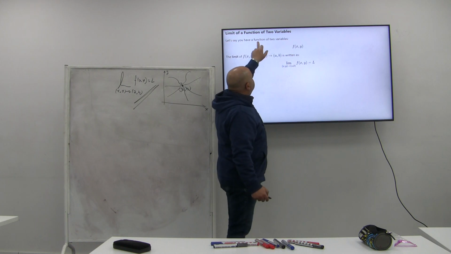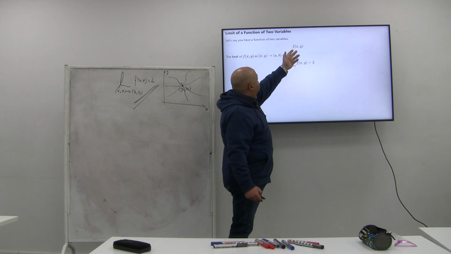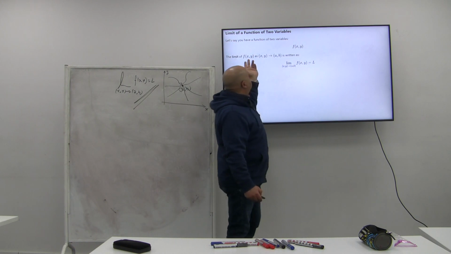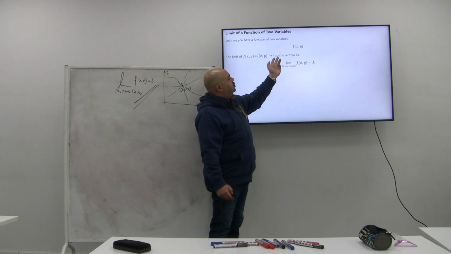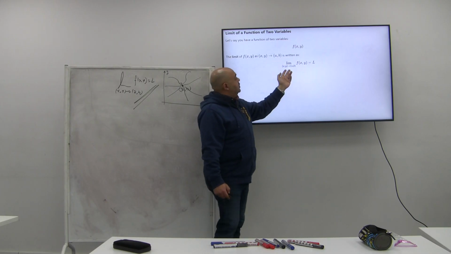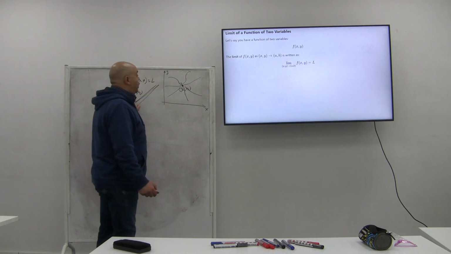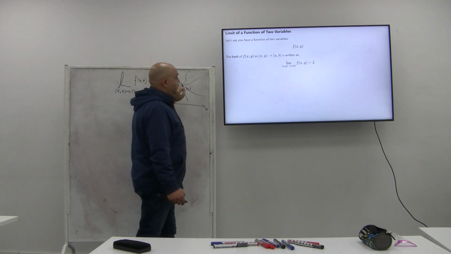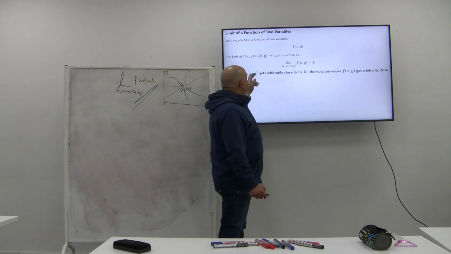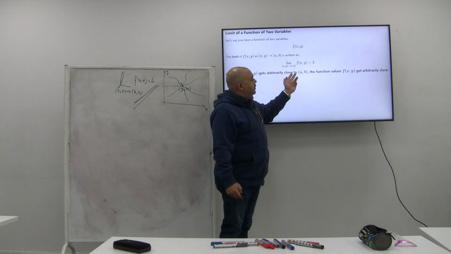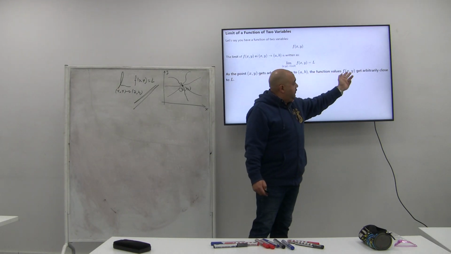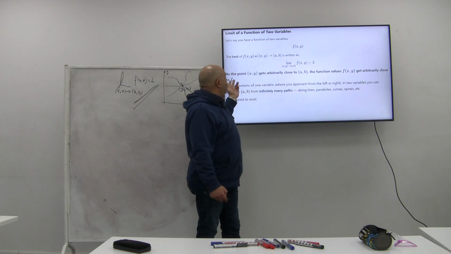Let's say you have a function of two variables, f of x and y, and you need to get the limit of f of x and y, where (x,y) tends to (a,b). So this is the limit, (x,y) tends to (a,b) for function f equal to L. All the points get arbitrarily close to (a,b), and the function value gets arbitrarily close to L.